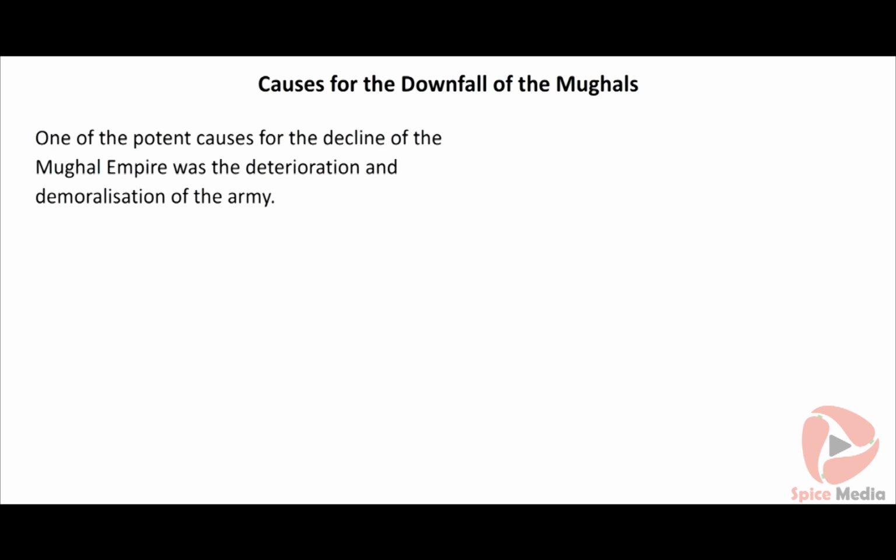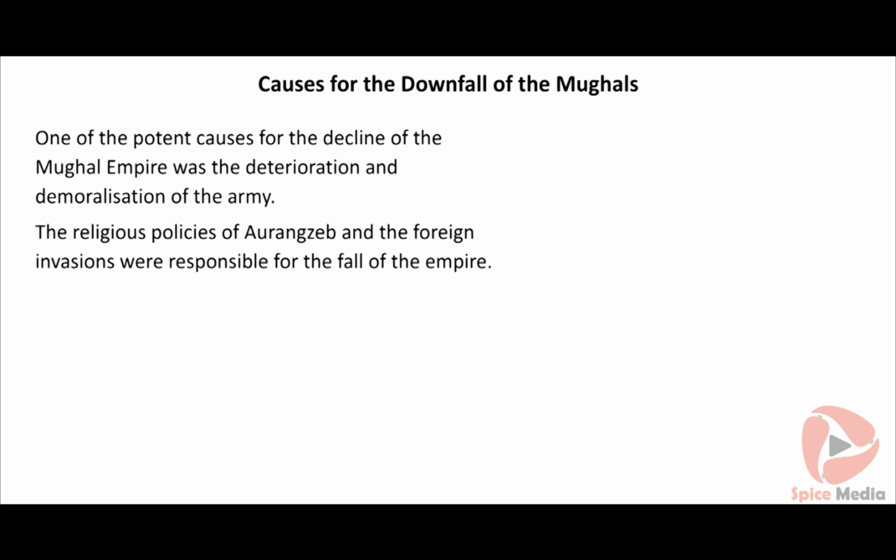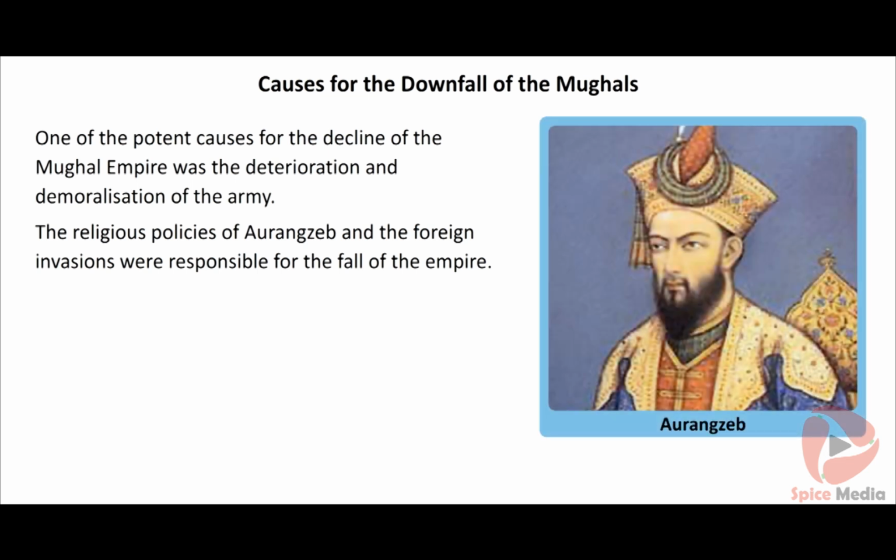Causes for the downfall of the Mughals. One of the potent causes for the decline of the Mughal Empire was the deterioration and demoralization of the army. The religious policies of Aurangazeb and the foreign invasions were responsible for the fall of the empire. Aurangazeb's religious policy antagonized the Jats, Rajputs and Sikhs, and he could not get much-needed help from them to the empire.